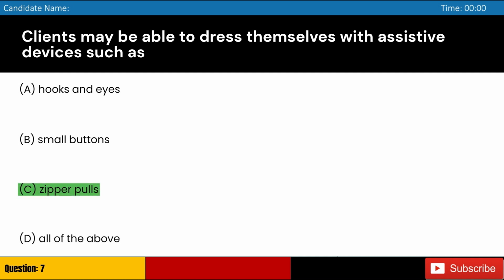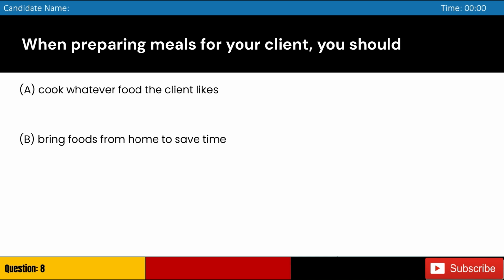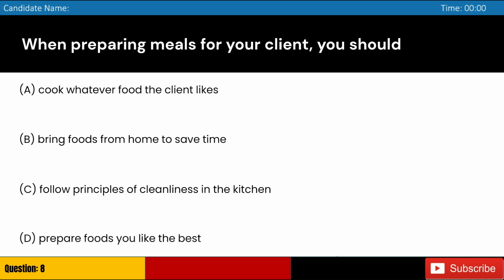Answer C. Zipper pulls. When preparing meals for your client, you should A. Cook whatever food the client likes. B. Bring foods from home to save time. C. Follow principles of cleanliness in the kitchen. D. Prepare foods you like the best. Answer C. Follow principles of cleanliness in the kitchen.